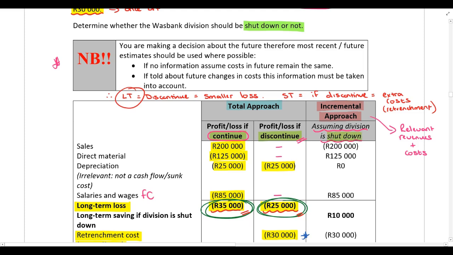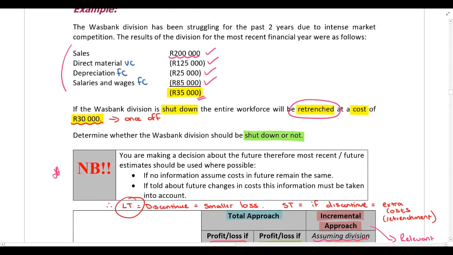So if I shut down, I'm going to lose out on sales of 200,000 Rand. That's why it's a negative amount. It's sales I'm losing out on if I shut down. Is the material cost relevant? Definitely. It's a future cash flow and it differs between alternatives. If I continue, I incur the cost.